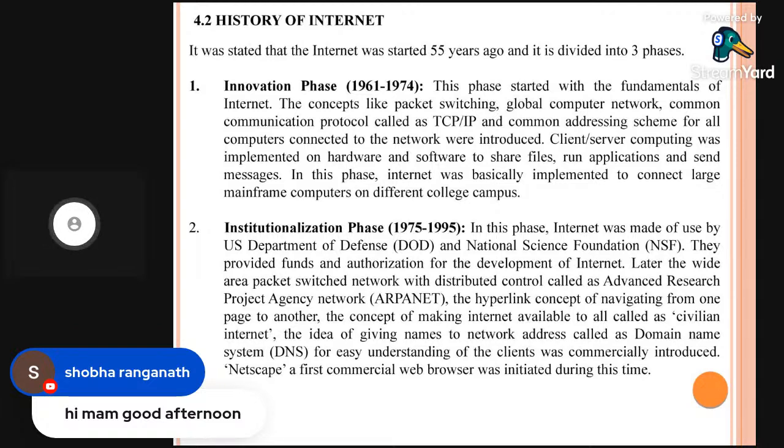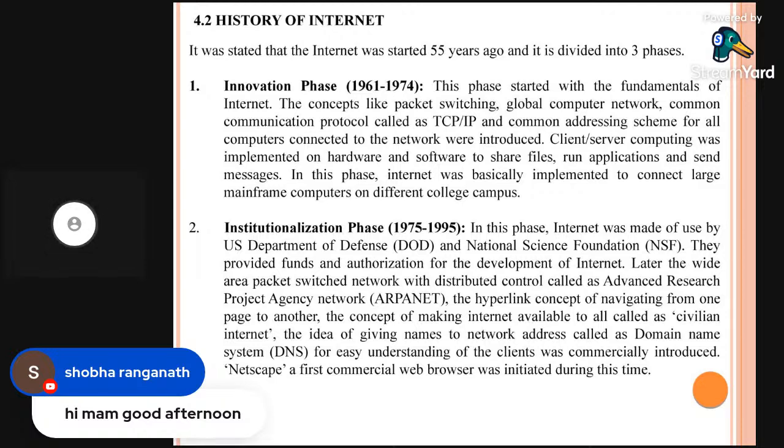Now let us understand the history of the internet. It started around 55 years ago. The development of the internet is divided into three phases known as the innovation phase, institutionalization phase, and commercialization phase. The first one is the innovation phase, from the year 1961 to 74.